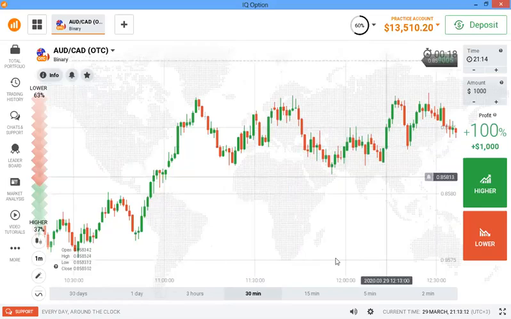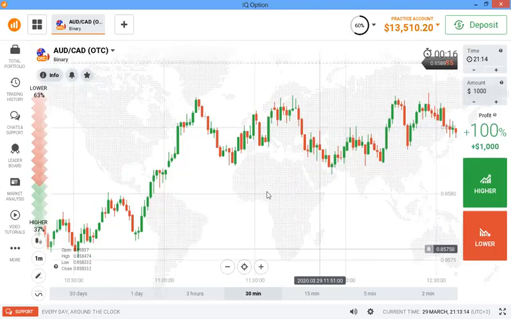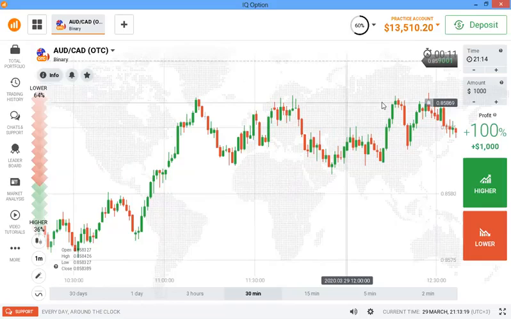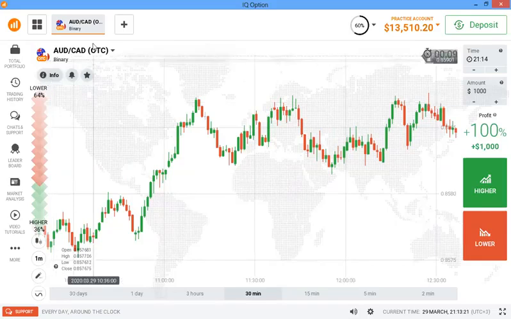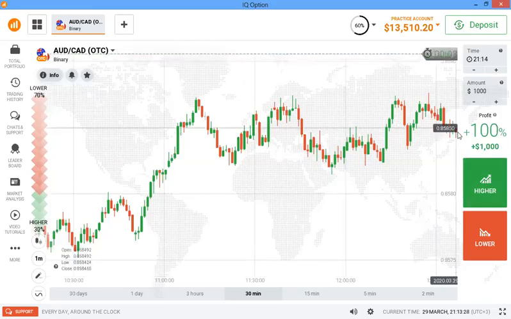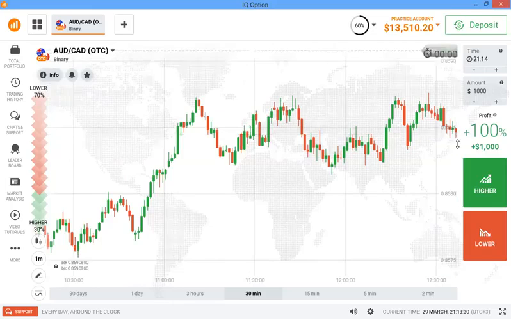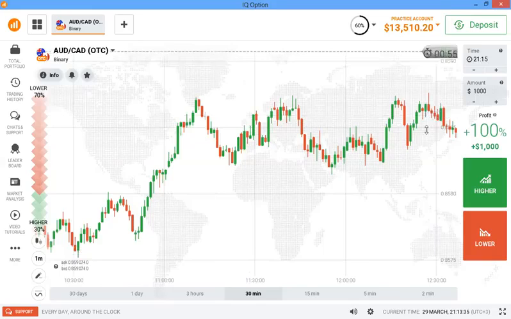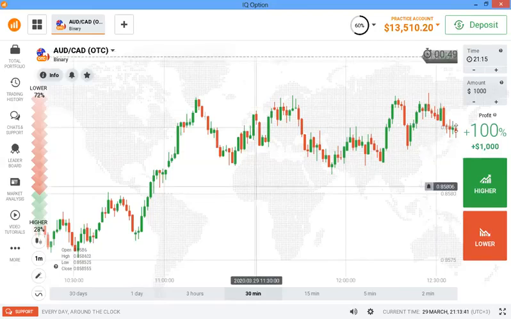Okay, now let's assume that this is a chart now, AUD OTC market. We want to predict the next candle. Look at this last bearish candle. If you want to predict the next candle, first analyze the current market, analyze the current market direction, then you predict what will be the next candle.